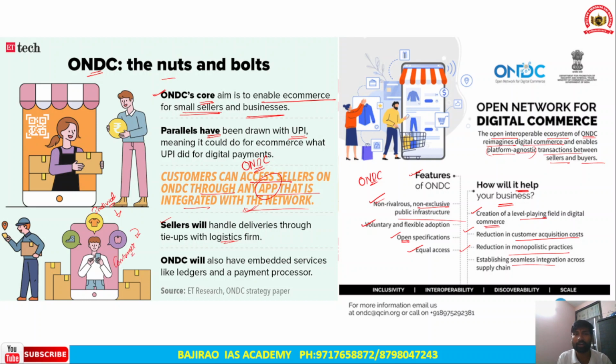And a few days back we already discussed that India Post partnered with the Open Network for Digital Commerce. Okay, India Post also registered with it as a logistics firm. So now India Post will also deliver goods as part of the network. Now, the Open Network for Digital Commerce will also have embedded services like ledgers and payment processes. And these are all the key aspects of the Open Network for Digital Commerce.